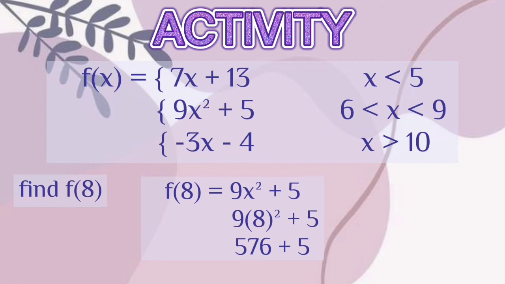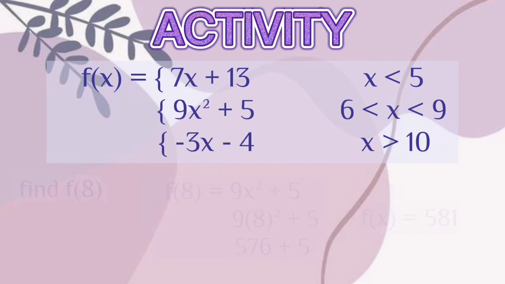Then 8 squared is 64. Then 64 times 9 will eventually become 576. Then 576 plus 5, and we will have the answer of 581. So that is the answer for the second item. Are your answers right? Okay, so let's move on to our last item.